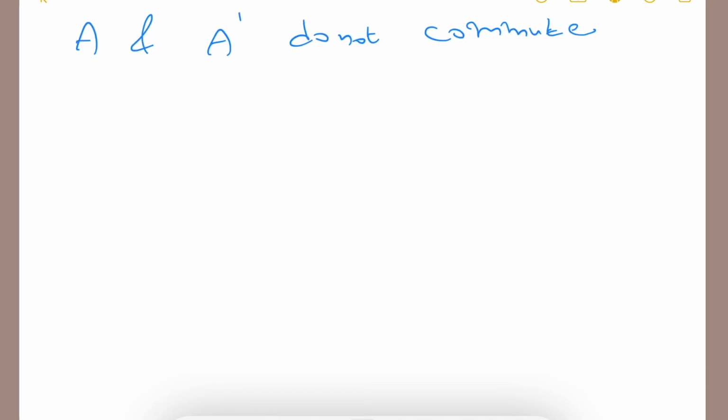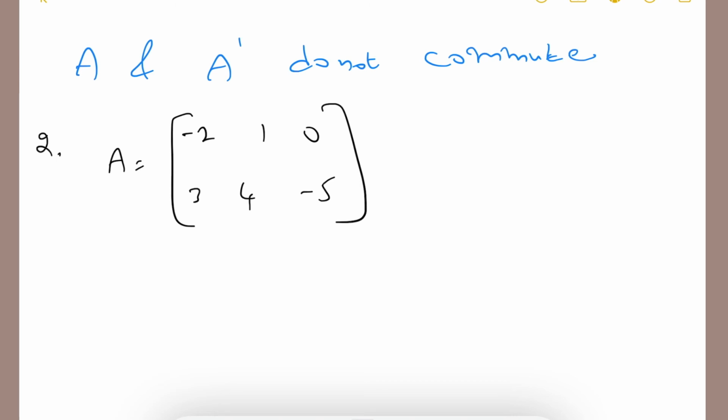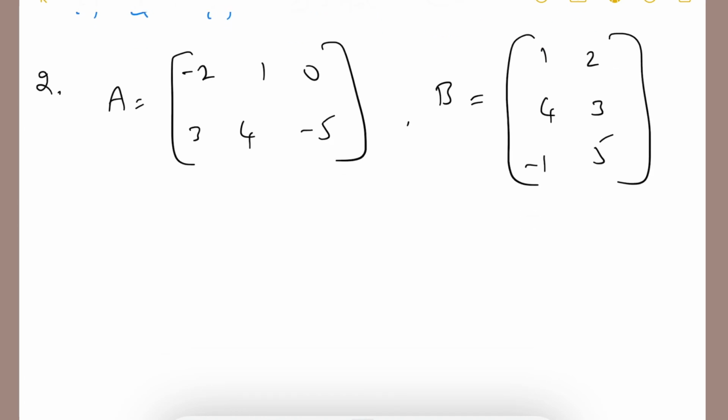Okay, next. Second solved problem. Matrix A he gave as -2 1 0 3 4 -5, and matrix B is given as 1 2 4 3 -1 comma 5, and he is asking to find the value of A plus B transpose.